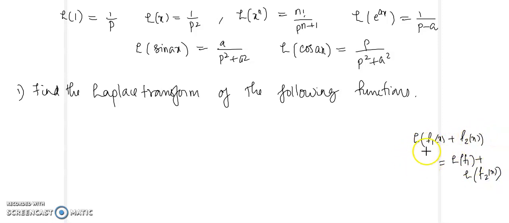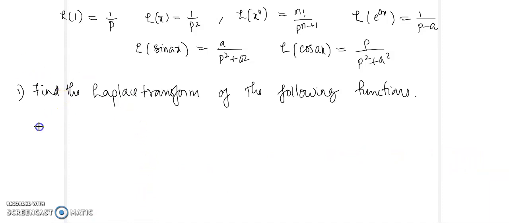Similarly, if a constant comes, L of C1 F1 will be equal to C1 L of F1. So the constant multiple we can take outside. So those are a few properties of the Laplace transform which come from the integration. This is valid for plus or minus. Here you will have plus or minus. So we'll see a few functions where we'll apply this property.